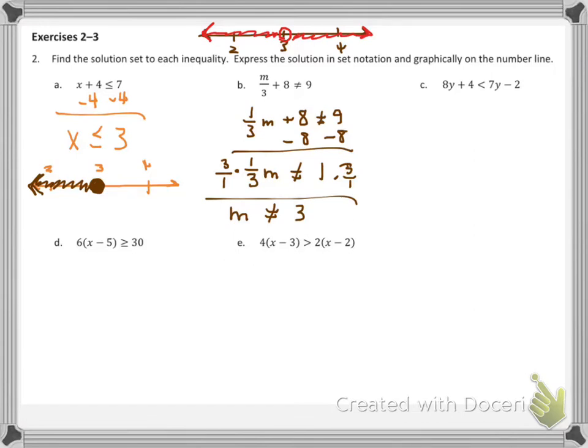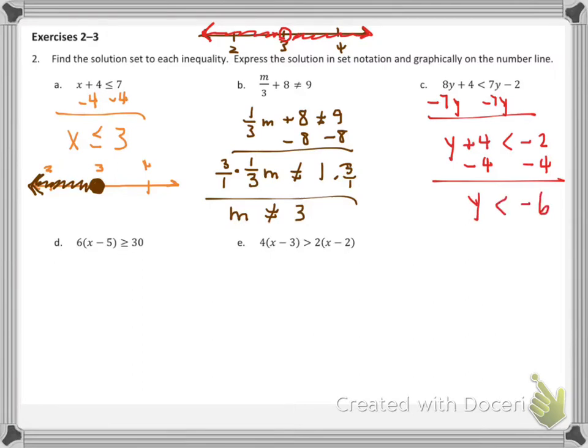C, well, I've got y's on both sides of my inequality, so I'm going to fix that first. Subtract 7y from both sides. And that gives me y plus 4 is less than negative 2. Subtract 4 from both sides, undo addition with subtraction. And that gives us y is less than negative 2 and negative 4 is negative 6. Y is less than negative 6, and let's graph that.